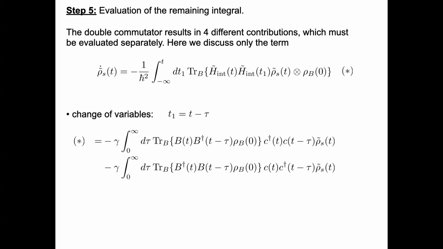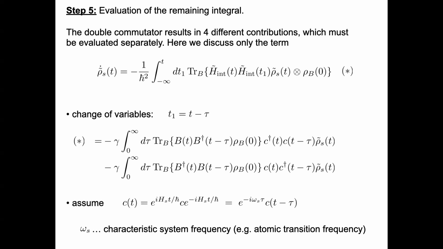Okay, so now we still have these types of integrals here. And now we need to be a bit careful with all the assumptions that we made. In particular, remember that this rho tilde is the evolution in the interaction picture. So what we have here is actually the C of t.